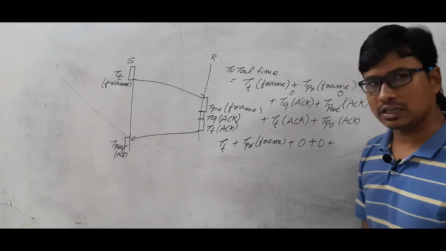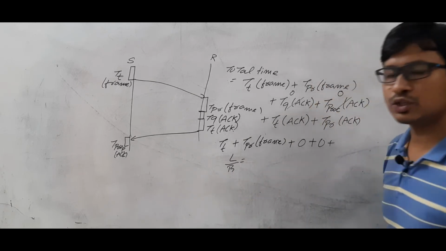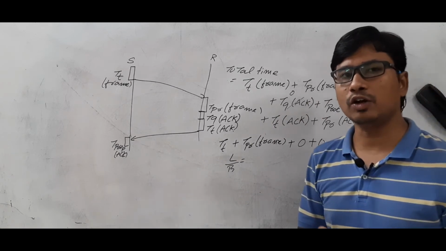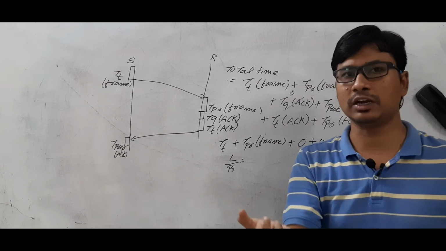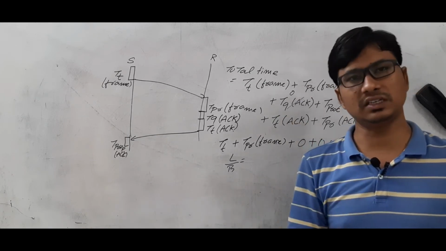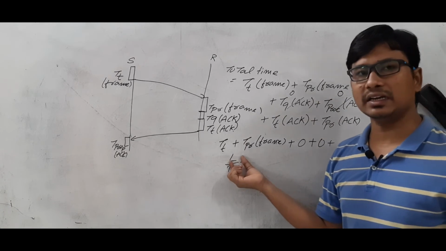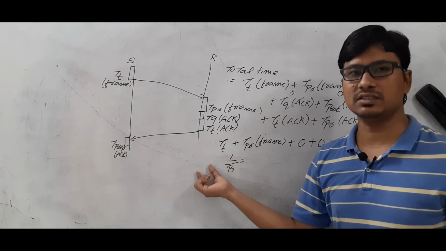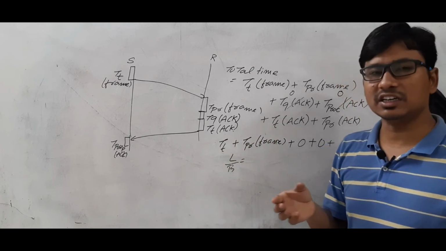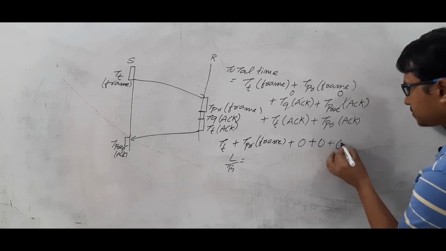Now what is the transmission delay? Length of the packet by bandwidth. As you all know, the acknowledgement is a very small packet because it is just sending a positive acknowledgement. It consists of the source address and destination address. So the length of the packet is small, and the transmission delay will be very little. So I will consider it negligible, and I will consider it as 0.